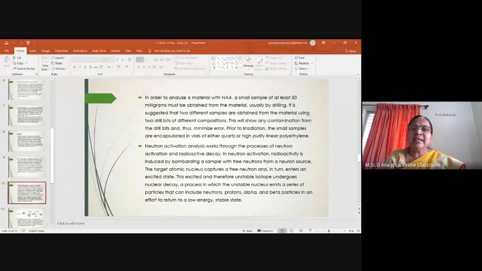In order to analyze a material with NAA, a small sample of at least 50 milligrams must be obtained from the material, usually by drilling. It is suggested that two different samples are obtained using two drill bits of different compositions. This will show any contamination from the drill bits and thus minimize error. Prior to irradiation, the small samples are encapsulated in vials of either quartz or high purity linear polyethylene.